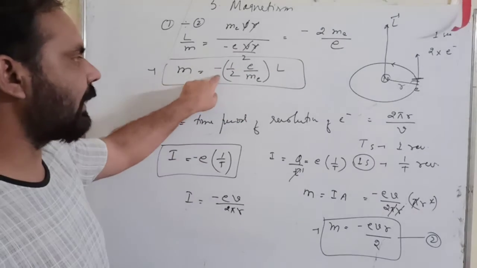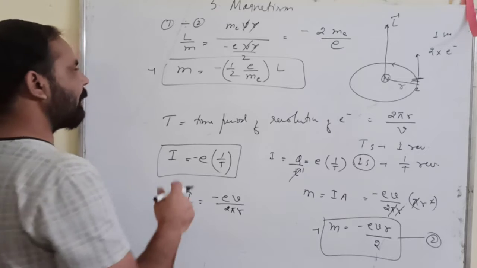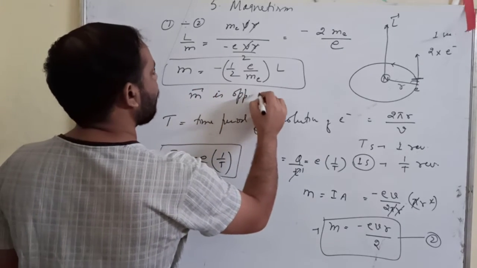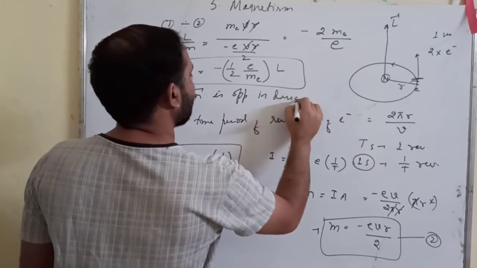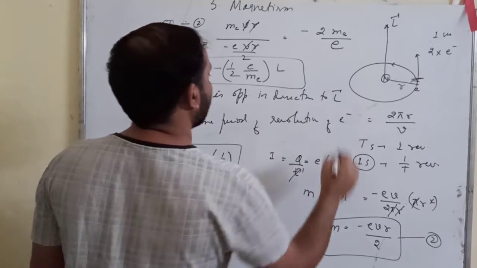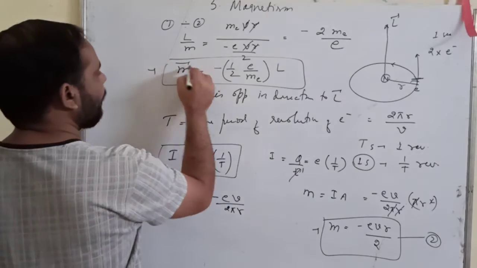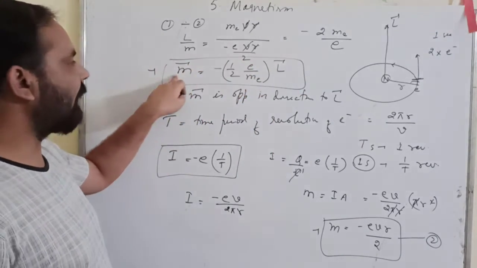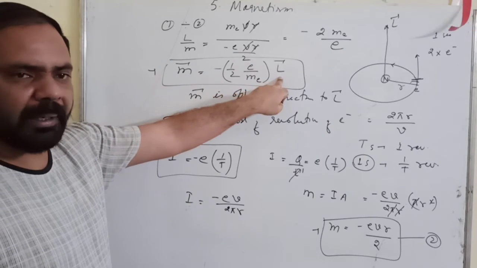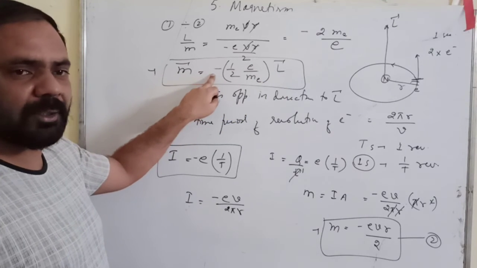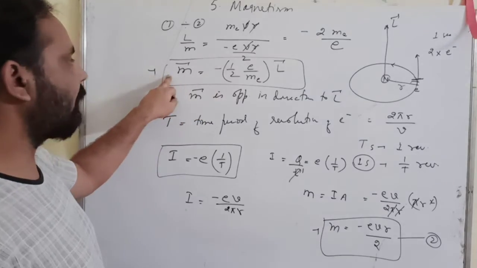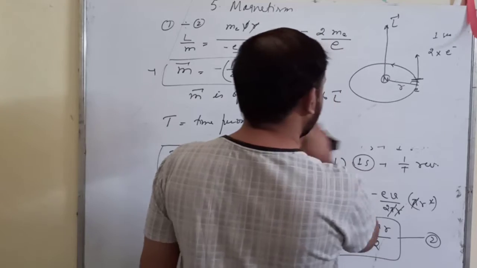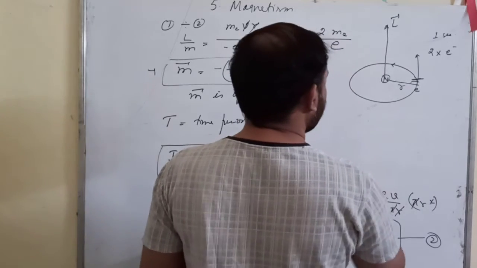Now what does this minus sign indicate here? It simply indicates that the m vector is opposite in direction to the L vector, because in vector notation you can write like this. This is a scalar constant. So the m vector direction will be given by the L vector, but this negative sign indicates that the direction of the m vector is opposite to the L vector. So if the L vector is upward, what is the direction of the m vector?